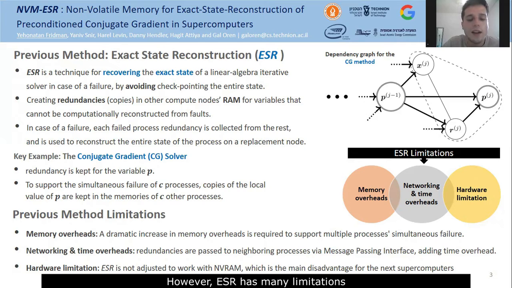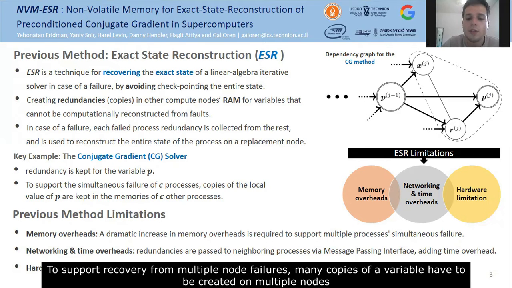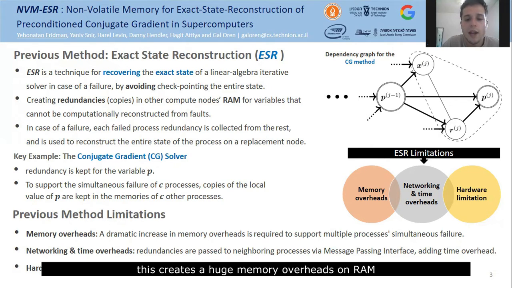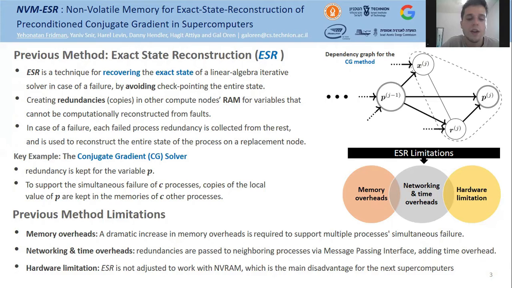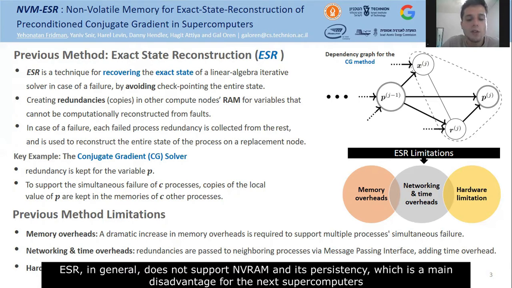However, ESR has many limitations. To support recovery from multiple node failures, many copies of a variable have to be created on multiple nodes. This creates a huge memory overhead on RAM. Moreover, redundancies are passed to other processes via the message passing interface, so ESR also suffers from networking and time overheads. ESR in general does not support NVRAM and its persistency, which is a main disadvantage for the next supercomputers.